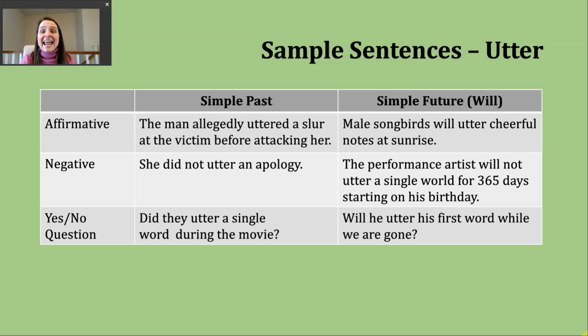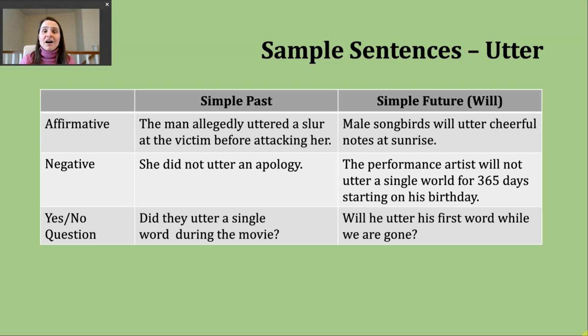If you want to make a negative simple future sentence using will, our structure is going to be will, not, and then the base verb. You might hear the contraction form for will not. That's won't. W-O-N apostrophe T.